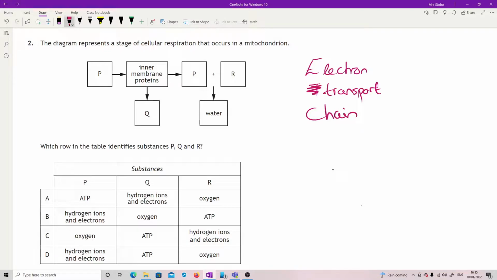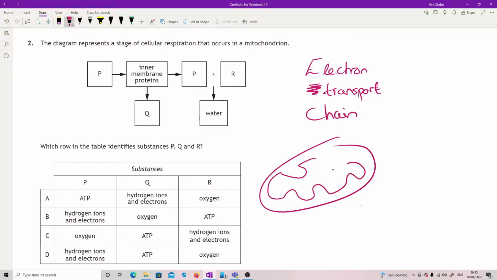So what we have here is high energy electrons that are being used by protein pumps to power the movement of hydrogen ions into the gap between the two membranes of the mitochondria. Dodgy drawing of a mitochondria, but we get the doodle. So our little pumps are on here, which are pumping in hydrogen ions, which then come back through on their gradient now through ATP synthase, which would be in here, and that makes ATP.